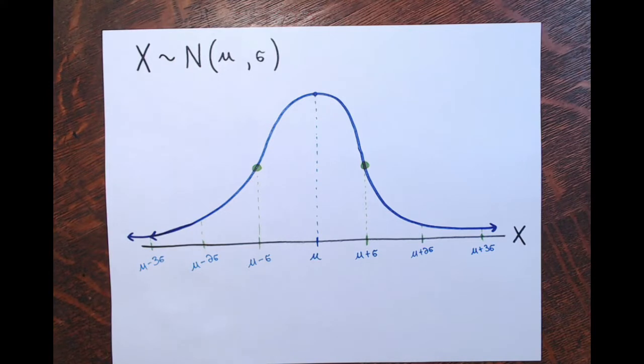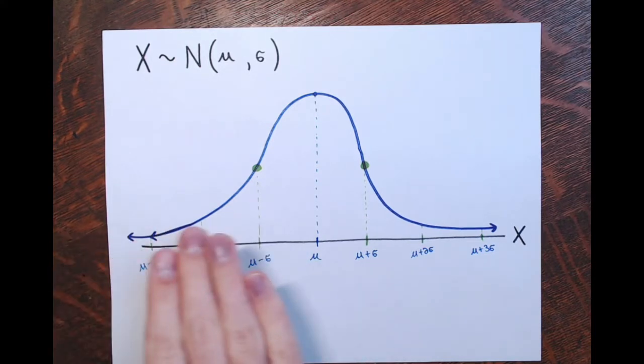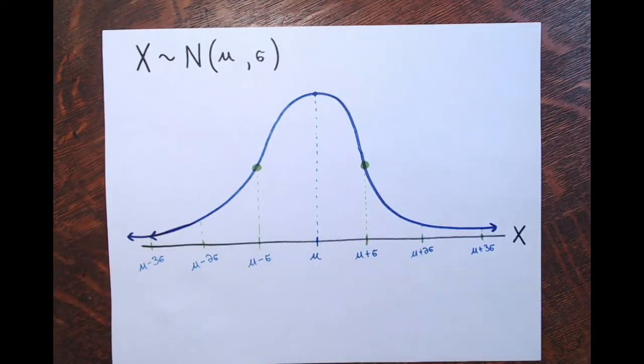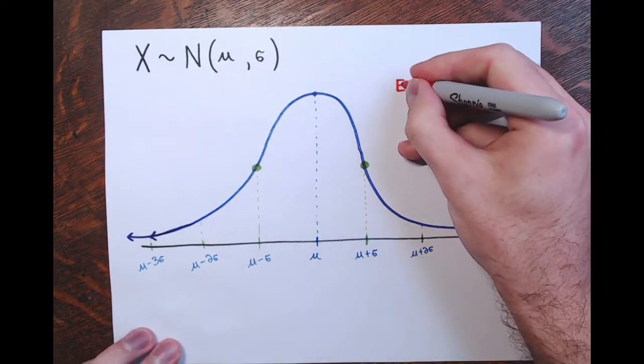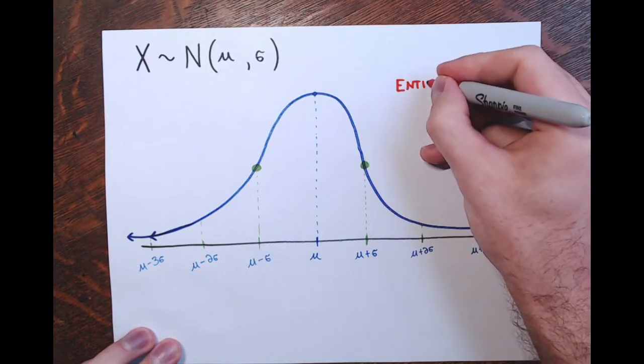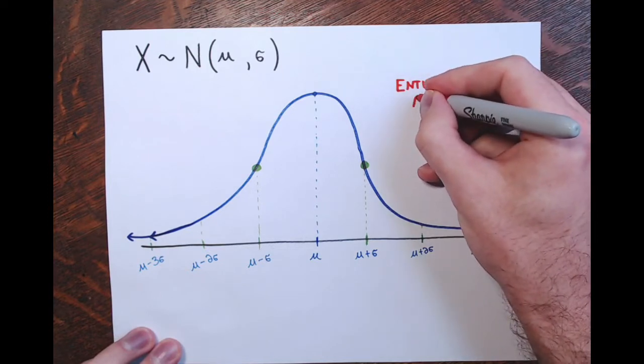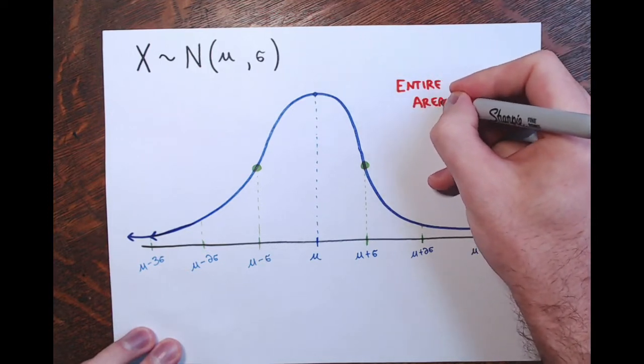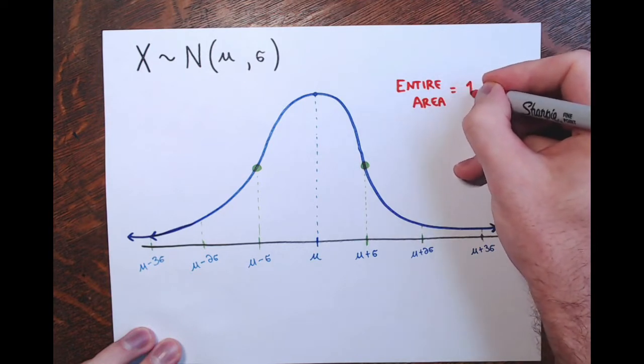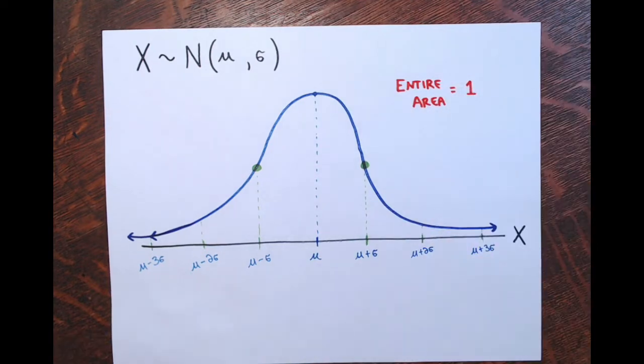Now remember, the entire area from the far left forever to the far right forever, the entire area under any density curve, the total area is 1, or 100%. I'm going to use some different colors here to denote different areas.